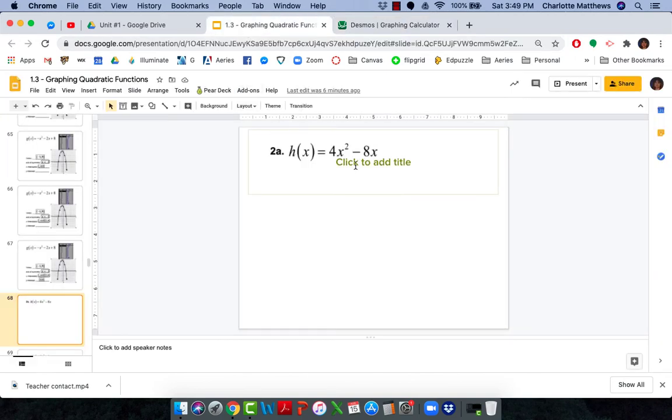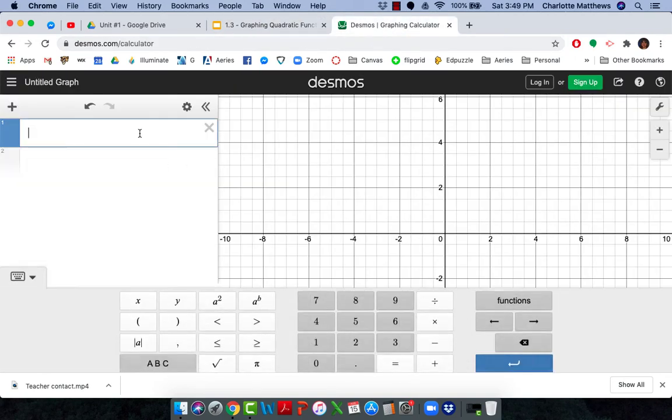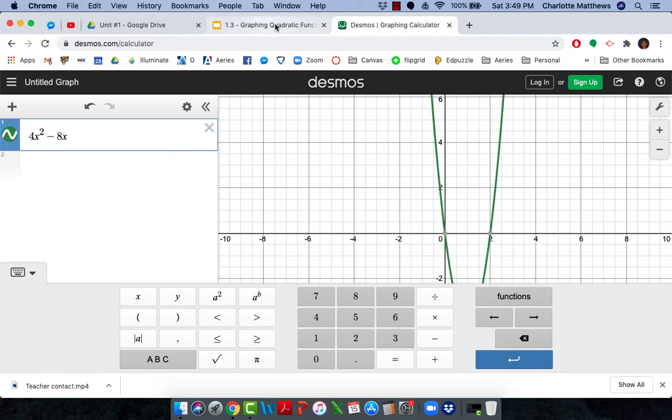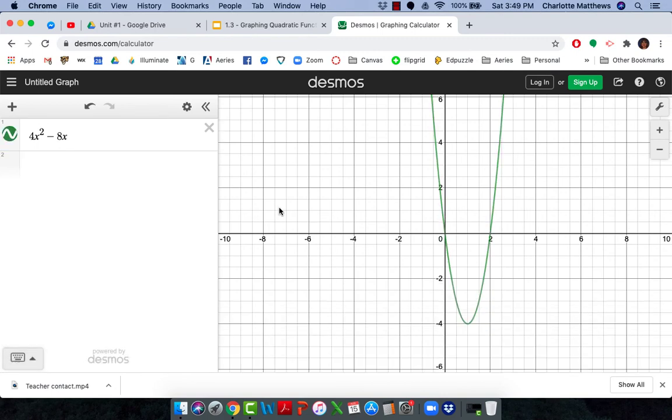So the equation is 4x squared minus 8x. So 4x, if you click this little thing, it lets you put the squared in. And then it was minus 8x. So you're just typing that in here. And then when you click on the graph, you can see what the graph looks like.